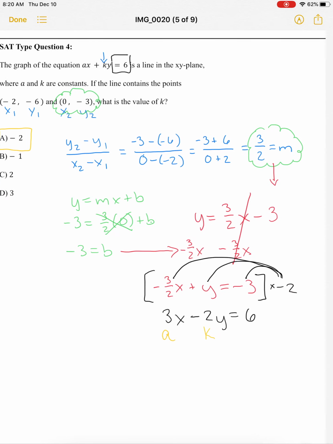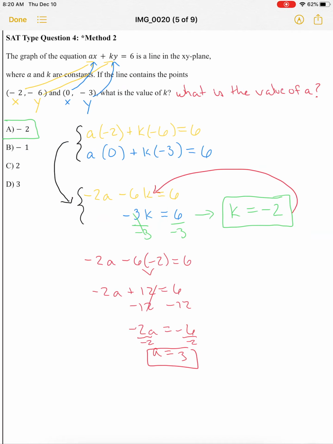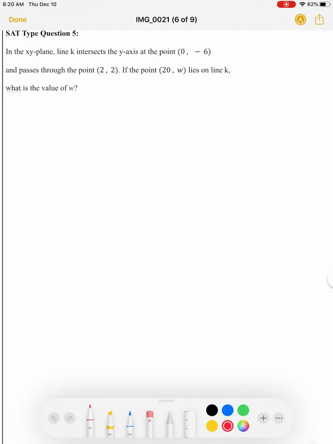So on the previous slide, we found a to be 3 and k to be -2. We found the same thing with this example as well, using the system, just a different way to solve. So whatever you feel most comfortable with, definitely use that method. Moving on to question number 5.